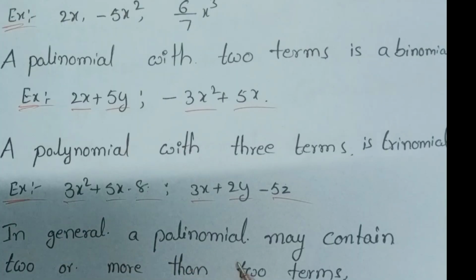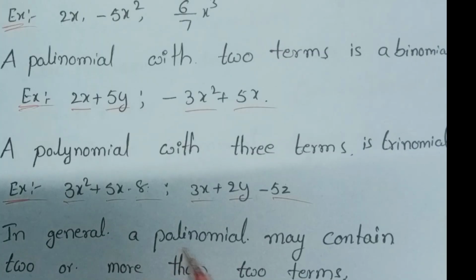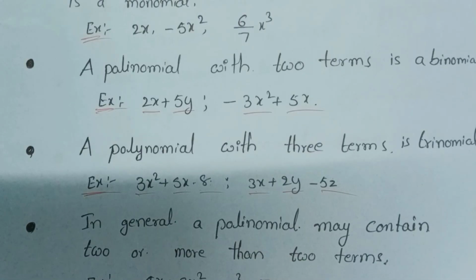In general, a polynomial may contain two or more than two terms. A general polynomial means a multi-term polynomial, with more than two terms.